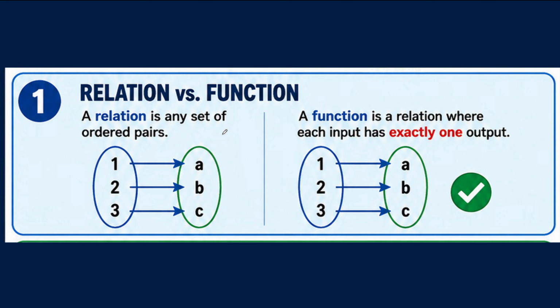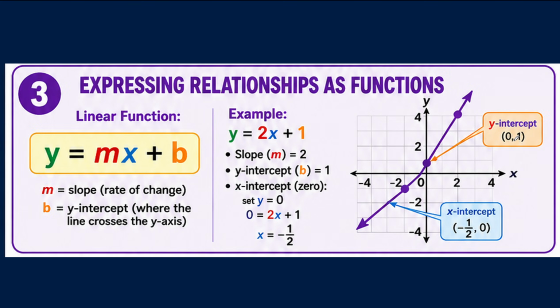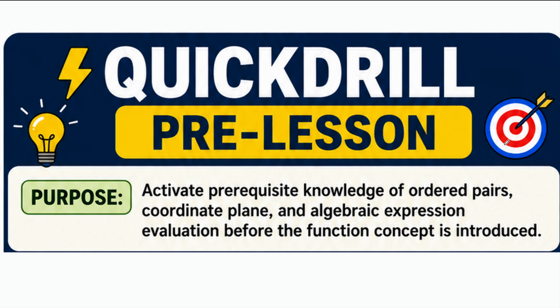So let's define first what a relation and a function is. A relation is any set of ordered pairs. Again, any set of ordered pairs. Pag sinabi naman ng function, a function is a relation, okay? A relation where each input has exactly one output. So there must be one in each input, kailangan may isa lang tayong output. Okay? So, let's have a quick drill.